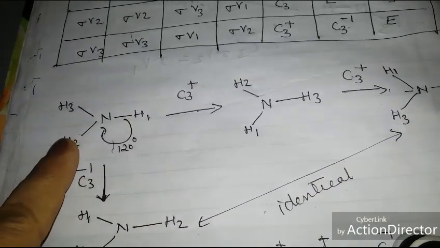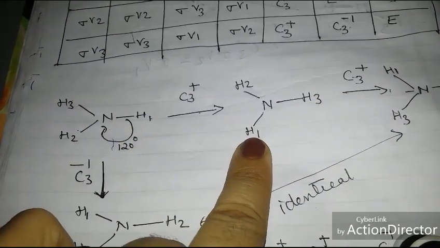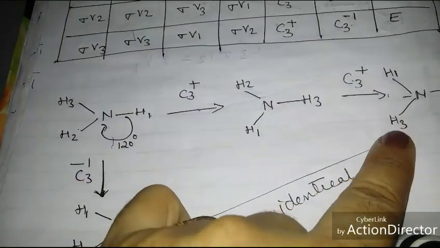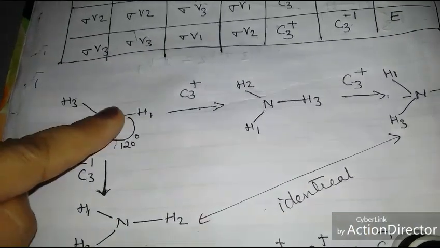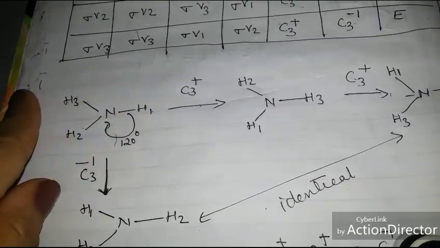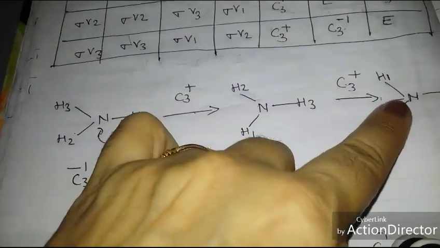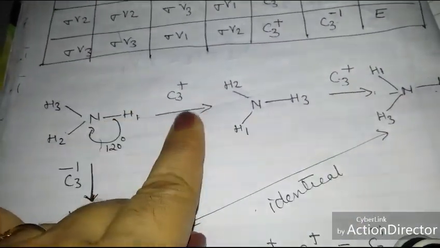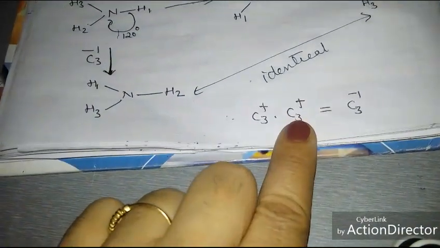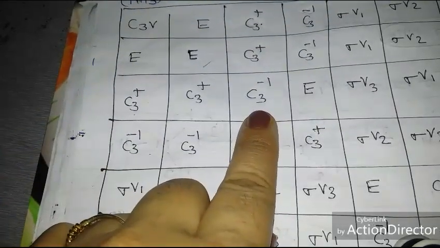So this will come here, H2 will come here, and this will come here. So you will be getting this molecule. Again, with C3 rotation, H3 will shift here, this will shift here, this will shift here. You are getting this molecule. Now to this molecule, if you are giving inverse rotation C3, H1 will come here, H3 will go here, H2 will come here. Now this and this, they are identical. So C3 is nothing but C3 inverse. So this is how I have written C3 inverse.